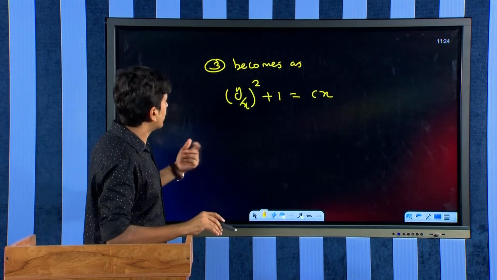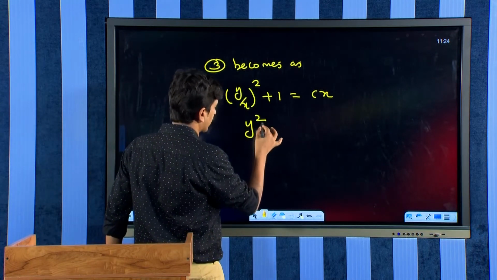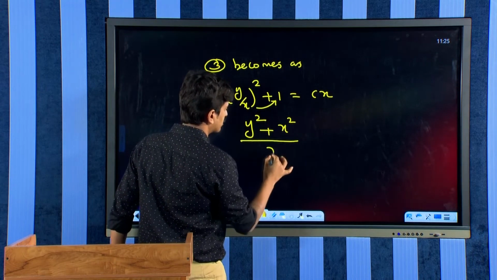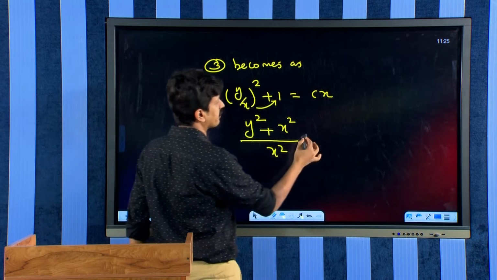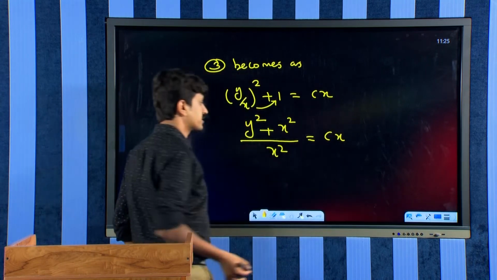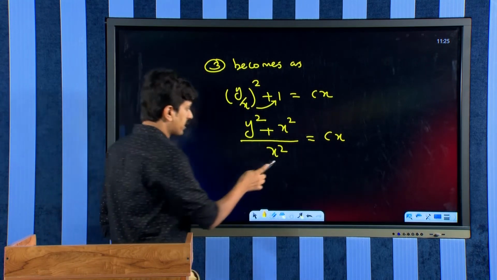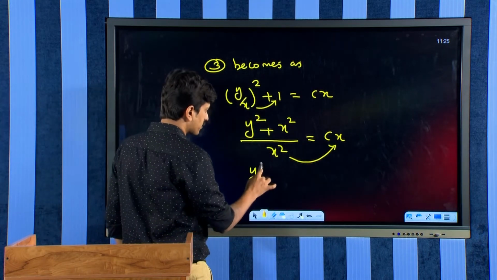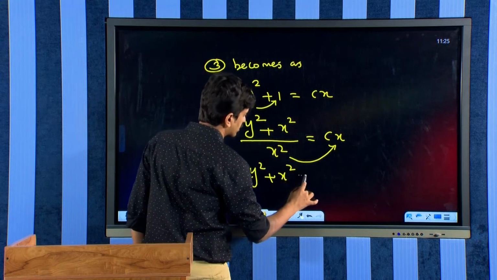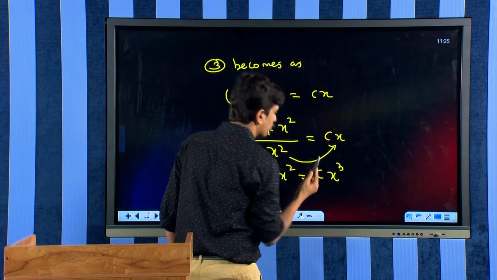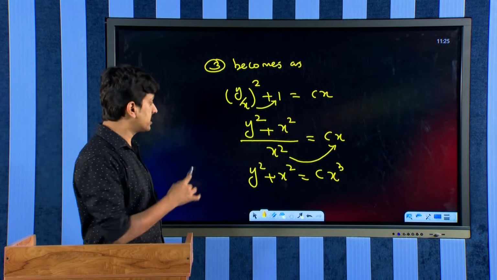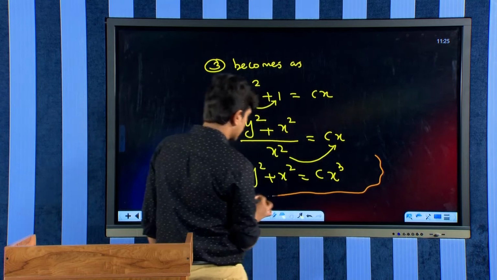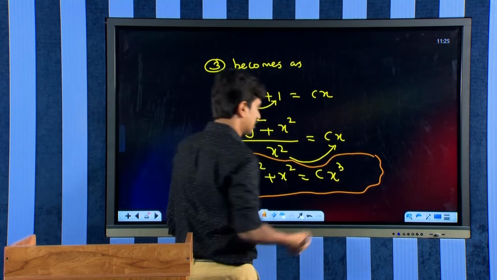So we can say this is equal to y square plus x square, taking the LCM, with x square in the denominator, equal to some cx. We can take this x square to the other side: y square plus x square is equal to some cx cube. This is the general solution of the given differential equation.